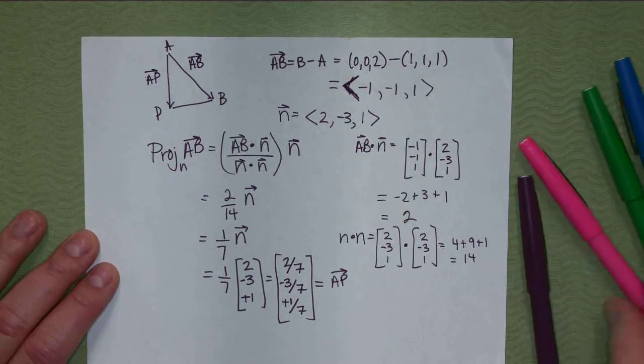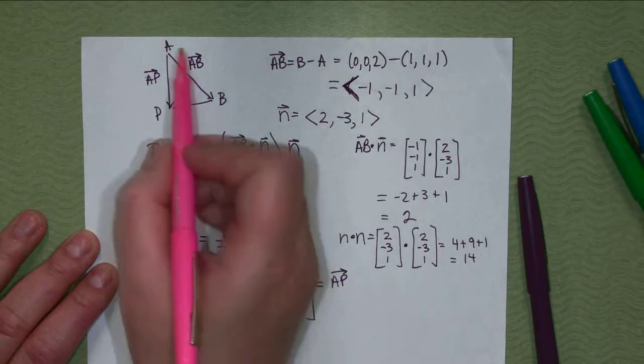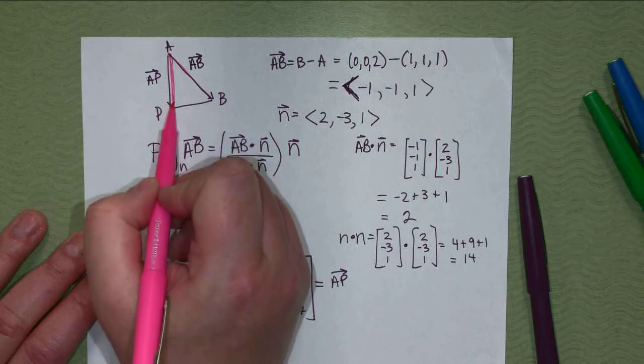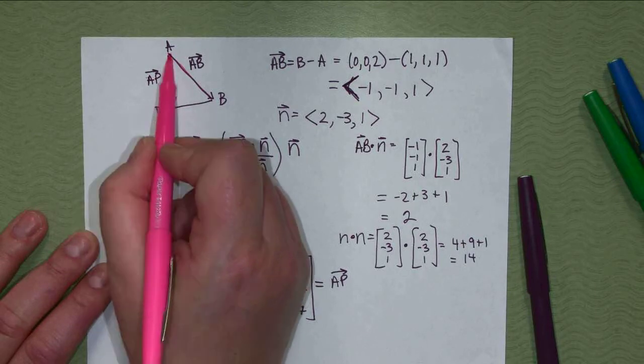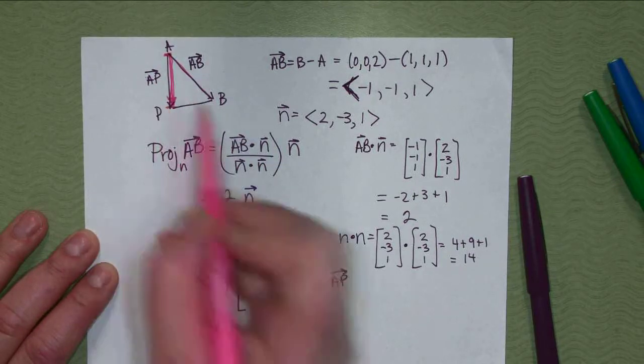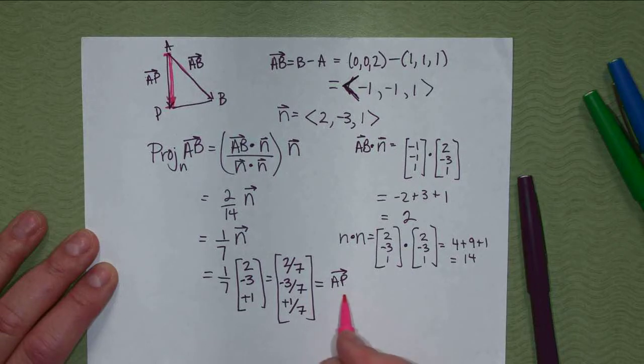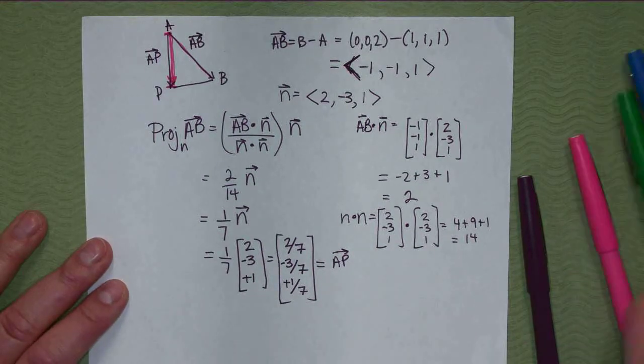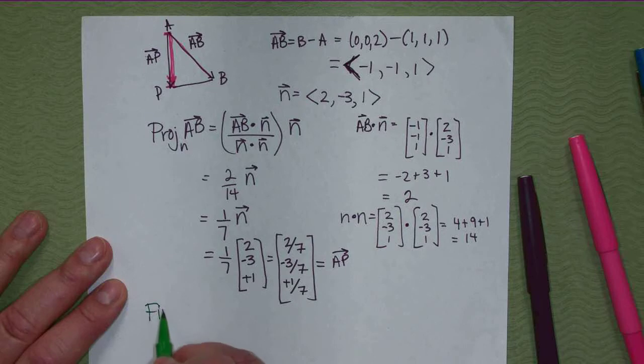So to recap, what we just did was projected AB, this vector, over onto here. So we found the portion of the normal that's the right length, right between A and P. So it's between A and P. Now we want to find the length of that. So we were looking for the distance.